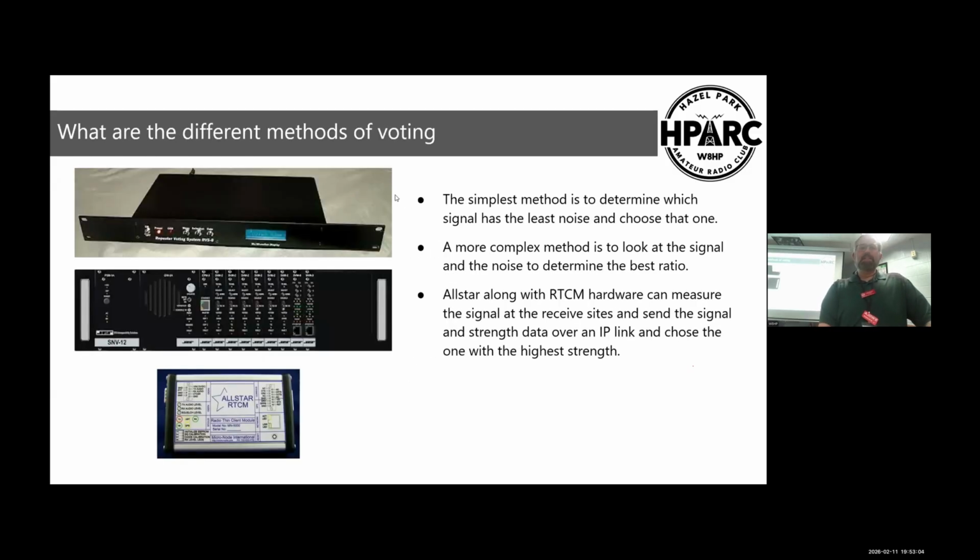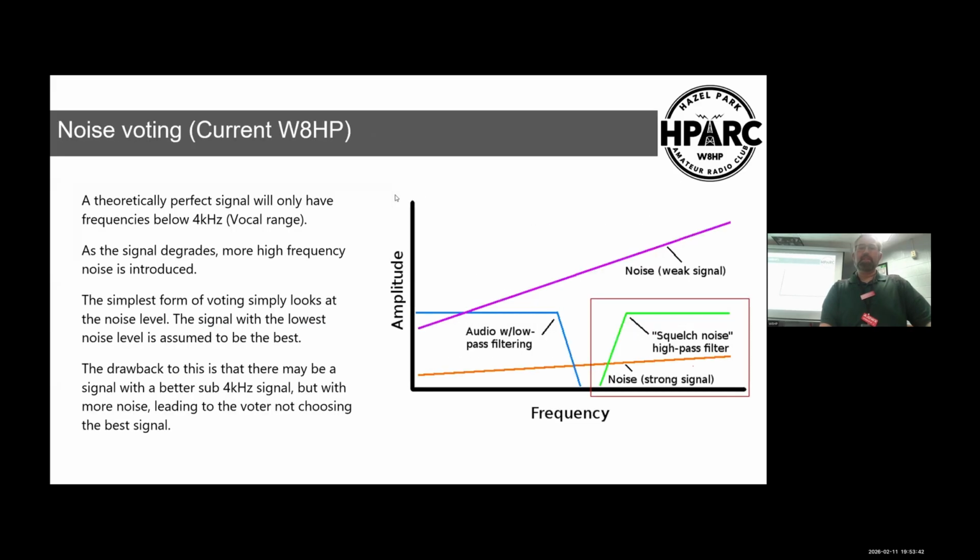There are some different methods of voting. The simplest is you just look at whatever signal has the least noise and choose that one. A little bit more advanced is to look at both the signal and the noise and choose the one with the best ratio. AllStar with the RTCM hardware measures the signal at the receive sites and then sends both the audio as well as that measured signal strength data over the IP link. So instead of trying to vote on a signal that's been through a couple of different radios, you're voting on the signal strength as it's heard, and that makes it a lot clearer and a lot less susceptible to interference or bouncing between the different receive sites.